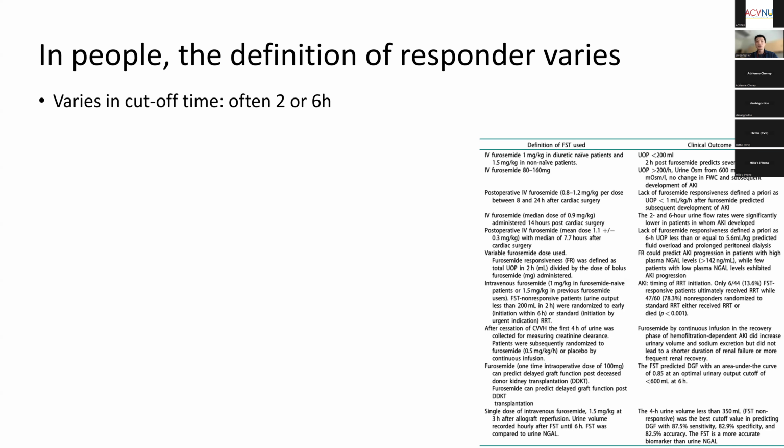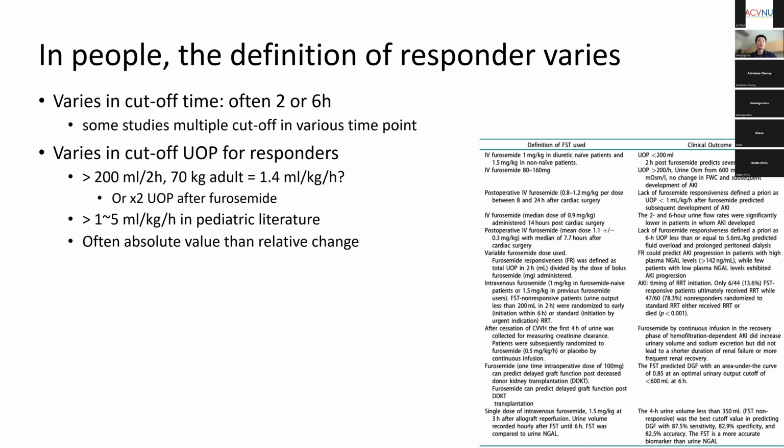The first study came out at 2 hours, and many studies still follow the 2 hours, and it seems to be the most predictive in human trials. But in some trials, they actually have presented multiple cutoffs at various time points. So they say X amount of urine output in 2 hours from the furosemide injection, but in 3 hours or 6 hours from the injection, Y amount and Z amount of urine output.